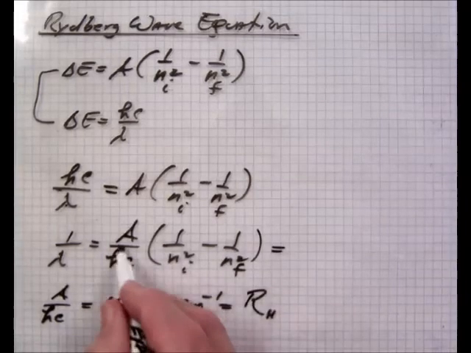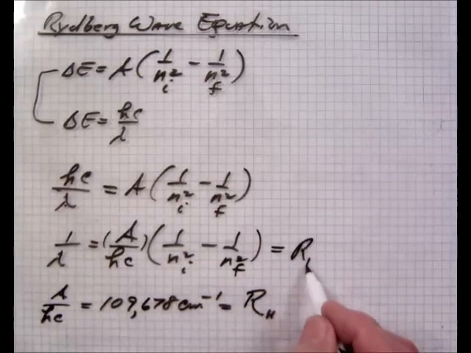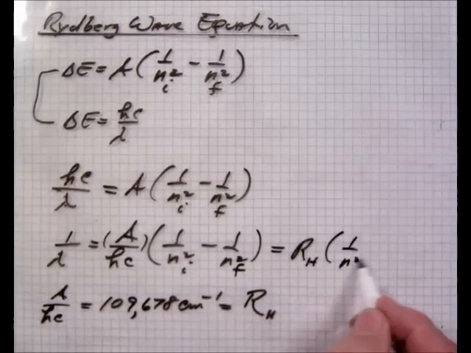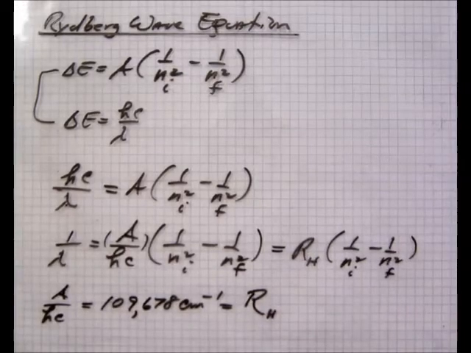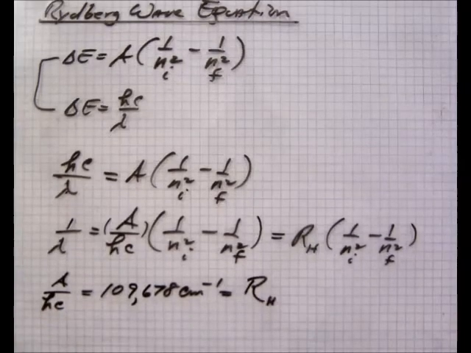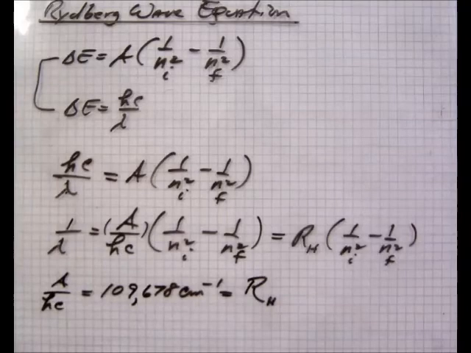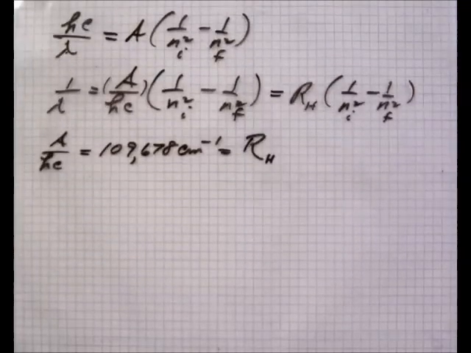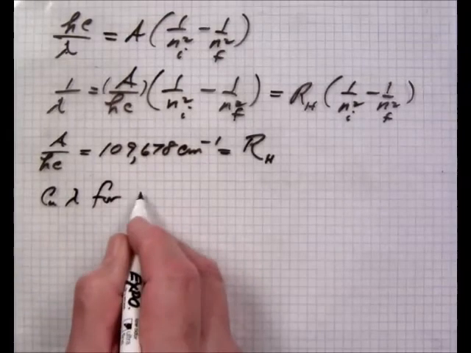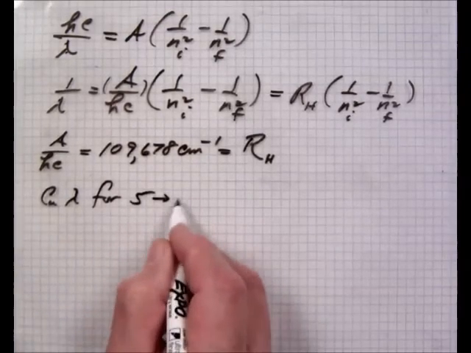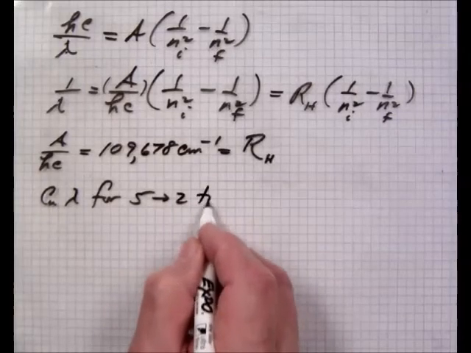And so this equation would look like this. If I put the R for the A over hc, I'd have RH times 1 over n squared final minus 1 over n squared initial. So you can calculate the wavelength from a transition. All right, we'll take a look at that real quick. Let's calculate lambda for a 5 to 2 transition.